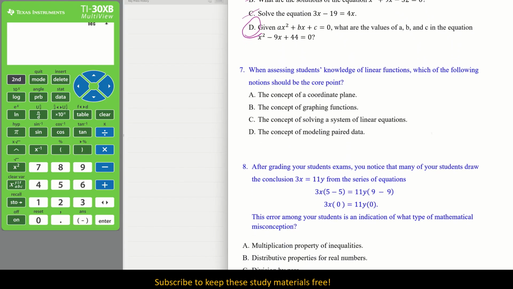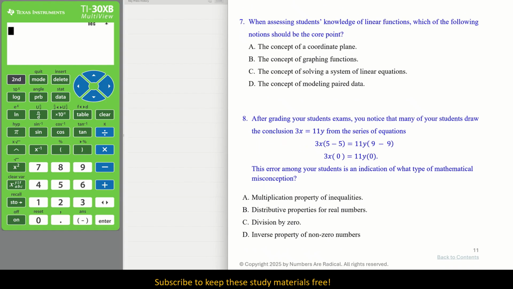So let's look at number 7. When assessing students' knowledge of linear functions, which of the following notions should be the core point? Okay, let's look at A. The concept of the coordinate plane. It says assessing their knowledge of linear functions. No, because any function can be put on the coordinate plane, and it'd be plotting. So it doesn't say anything about plotting. So I don't think A is a good choice.